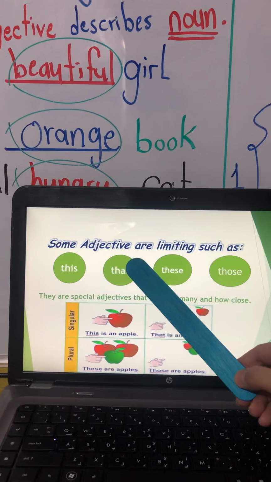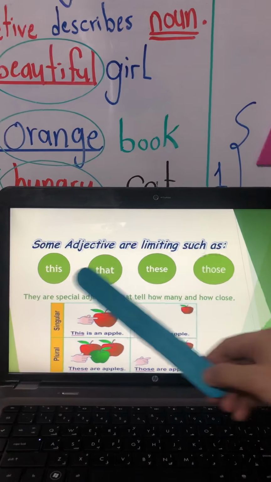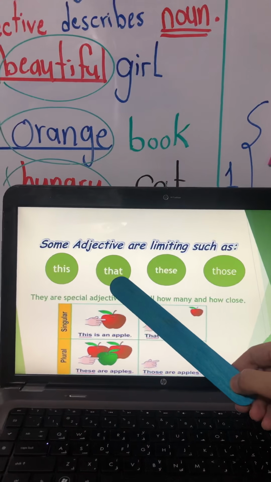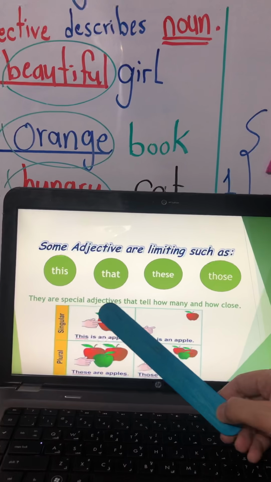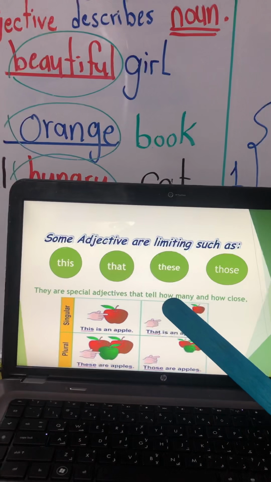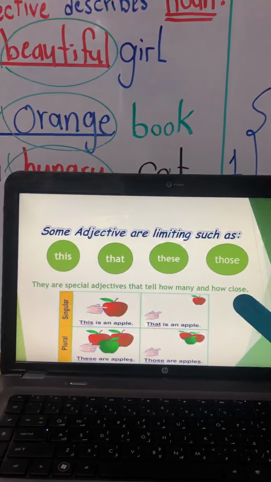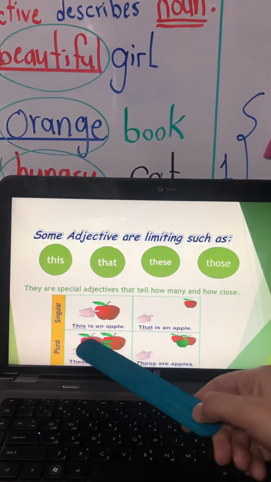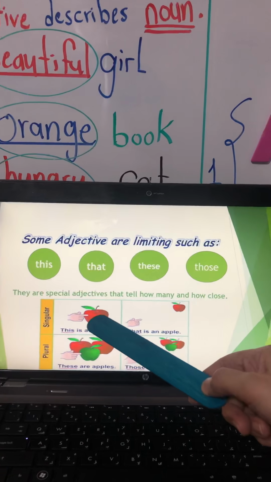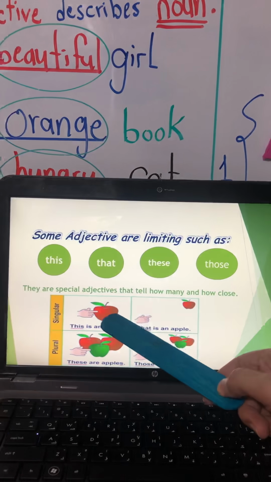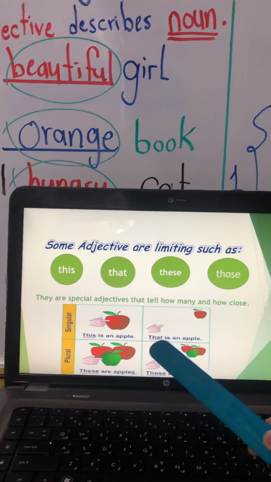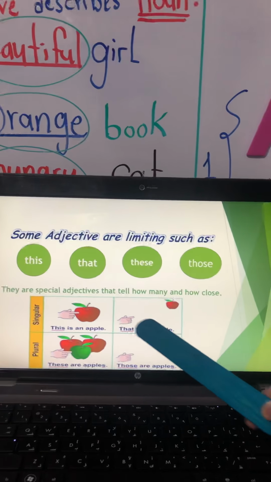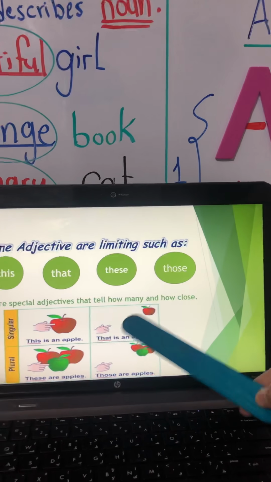Some adjectives are limiting, such as this, that, these, those. They are special adjectives that tell how many and how close. For example, I'm going to say, this is an apple, it is near me. But if it is far away from me, I'm going to say, that is an apple. It is far, not close to me.